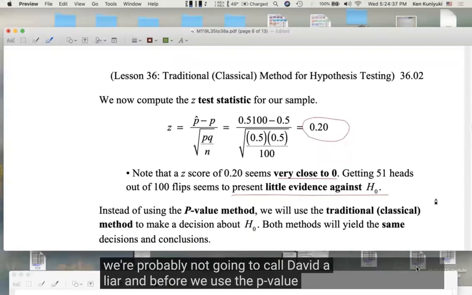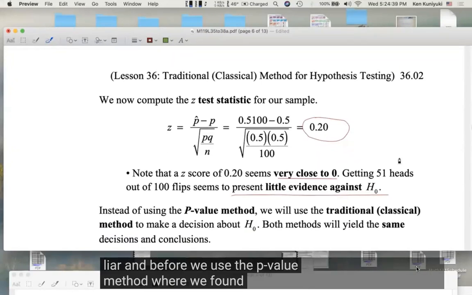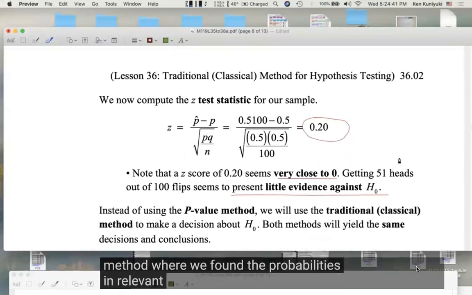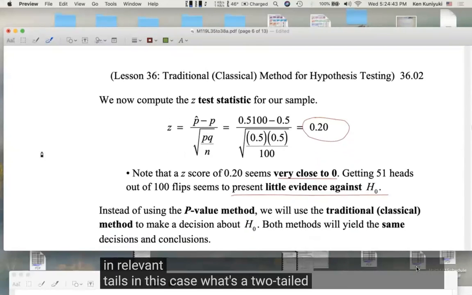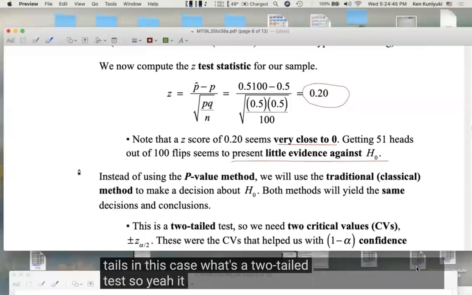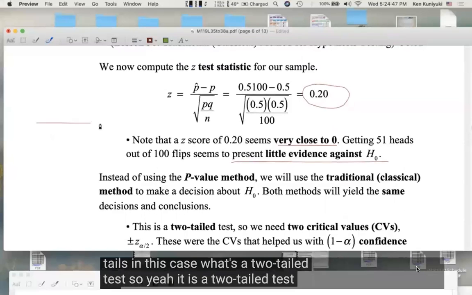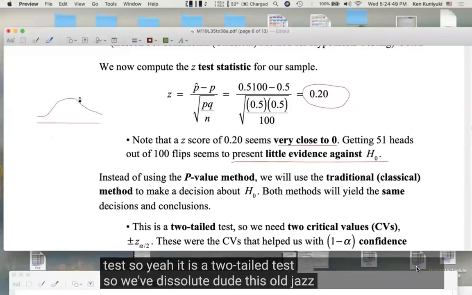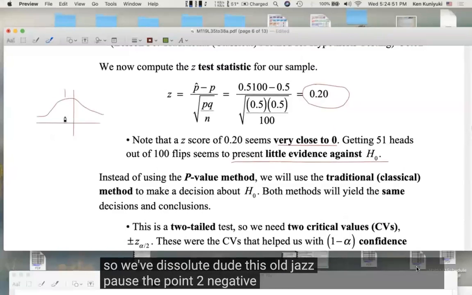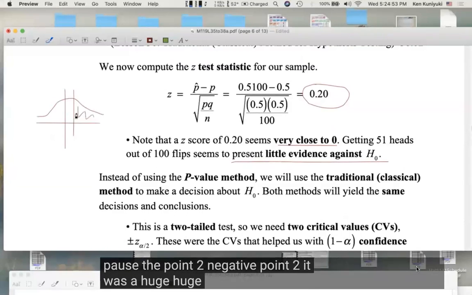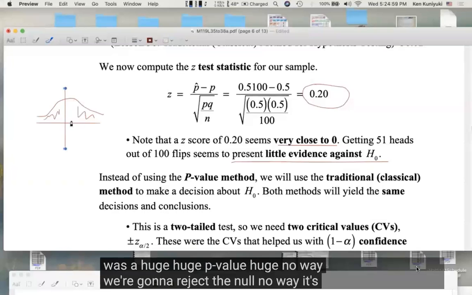And before we used the p-value method, where we found the probabilities in relevant tails. In this case, it's a two-tailed test. So we'll do this whole process: positive 0.2, negative 0.2. It was a huge p-value. No way we're going to reject the null. No way it's less than alpha.